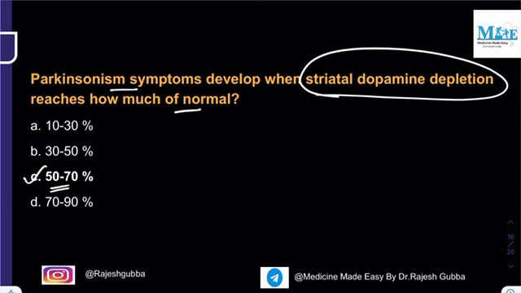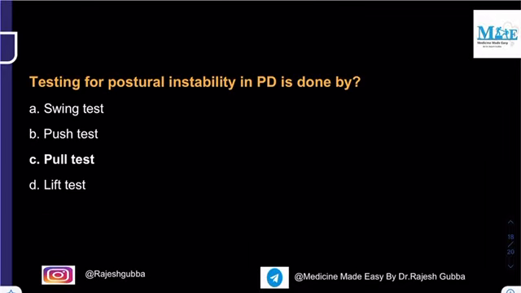Right? Now, the next important question is, testing for postural instability in Parkinsonism is done by swing test, push test, pull test, or lift test. The answer here is the pull test. Now what exactly is the pull test? The pull test helps in assessing postural instability.